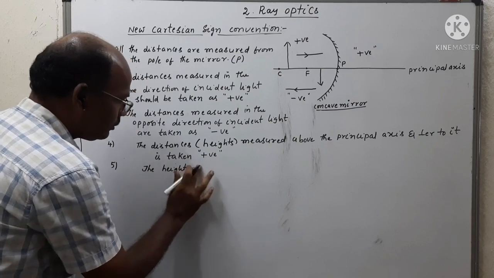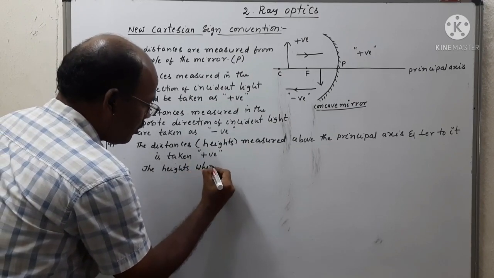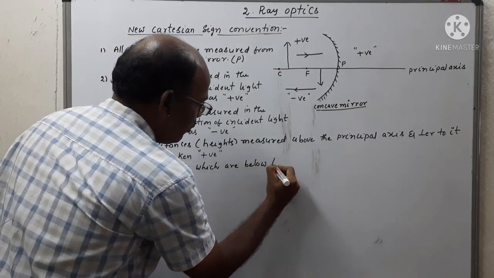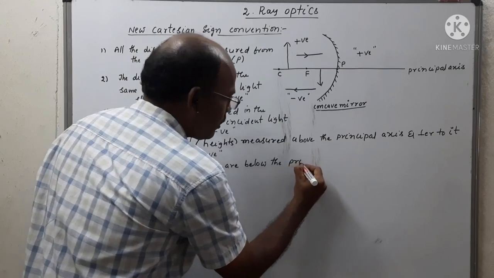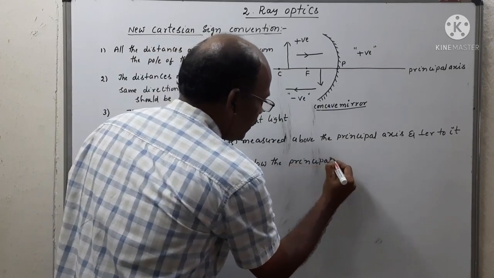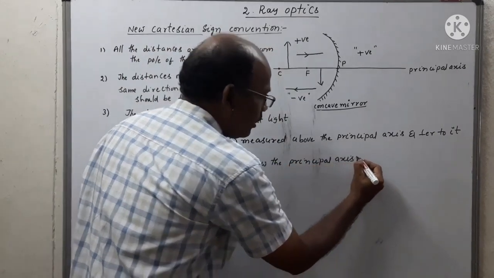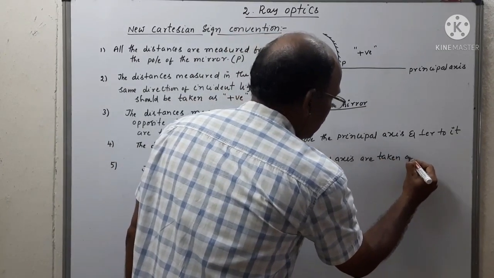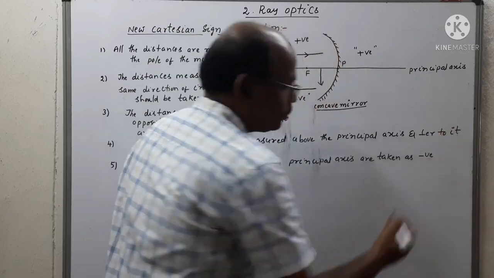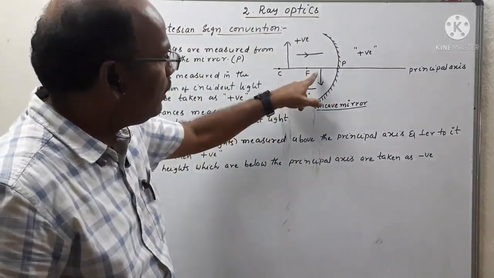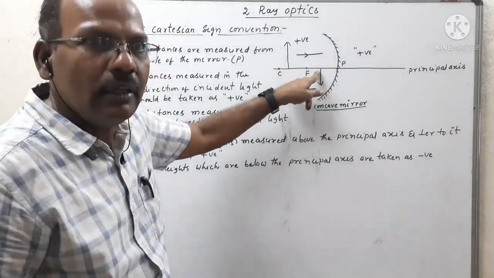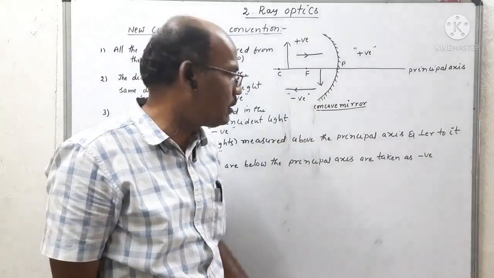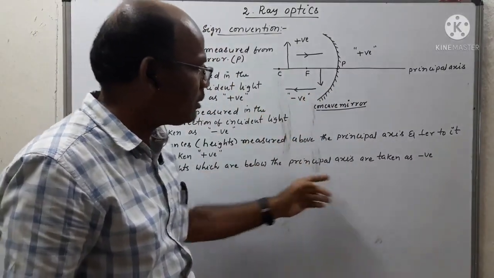So the heights which are below the principal axis are taken as negative. So when the height is measured which lies below the principal axis and perpendicular to the surface, such heights are taken as negative.